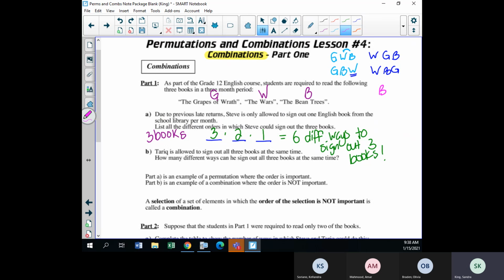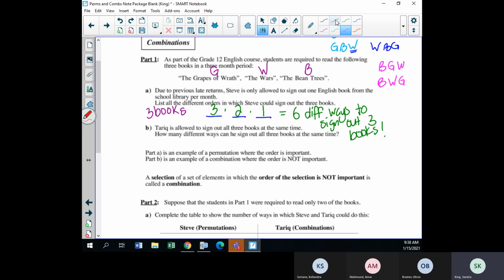So some of you would do this. He could sign this one out first and then do Greats of Wrath and then the Wars, or B, W, G. Those are the 6 different ways, right? So there's 2 different sort of methods that you could do. I never recommend doing this method. I always recommend doing this method. But that would be what we call a permutation. The other way we could have done this is just off to the side. 3 factorial is 3 times 2 times 1, which is 6.